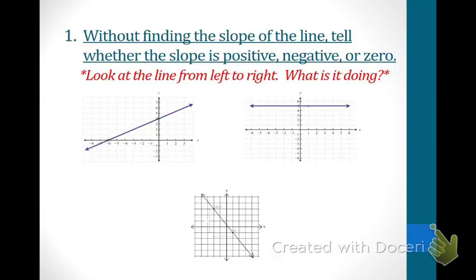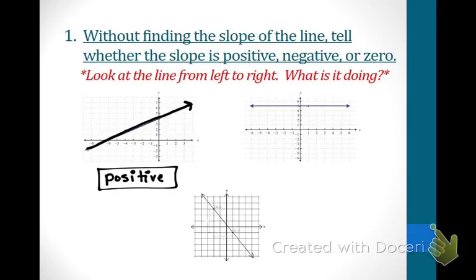Okay, so I'm looking at it right here from the left going up to the right. What direction is it going? Up, down, or staying the same? It's going up. Anytime things are going up, what is that? Positive. That is going in a positive direction. So I know when I find my slope that this needs to be a positive slope.